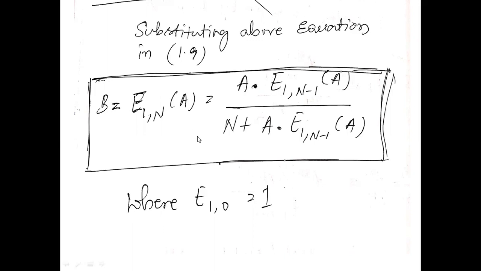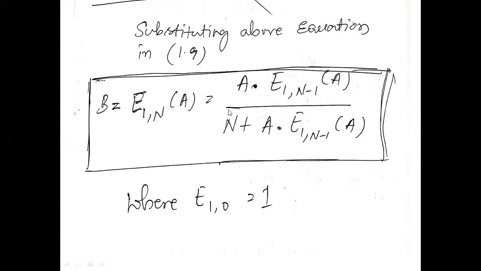The alternative definition for the Erlang's distribution says E1 comma n of A, or B. The term B is used for the representation of the grade of service of a system. E1 comma n of A is equal to A times E1 comma n minus 1 of A, the whole product divided by capital N plus A times E1 comma n minus 1 of A. This is called the iterative form of representing the Erlang distribution.